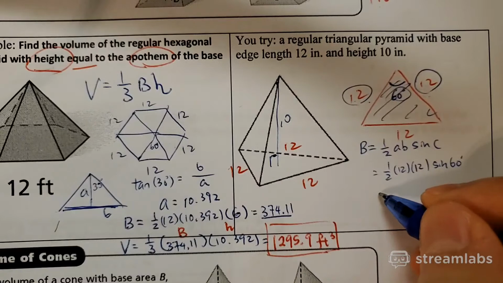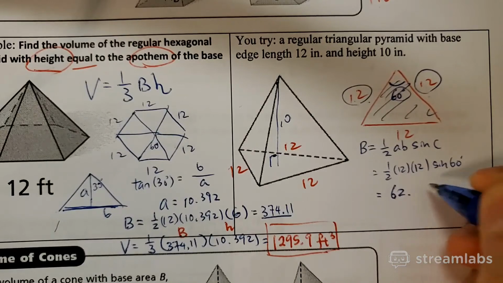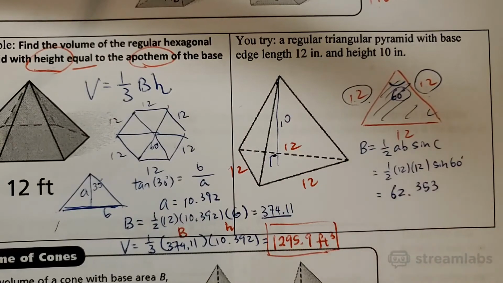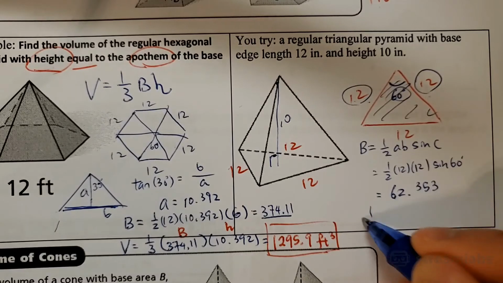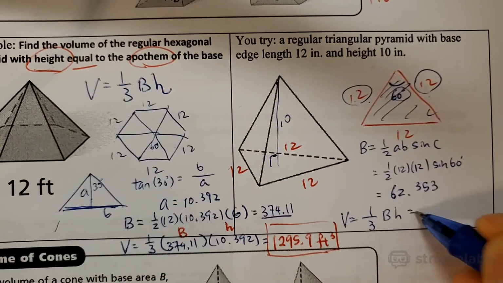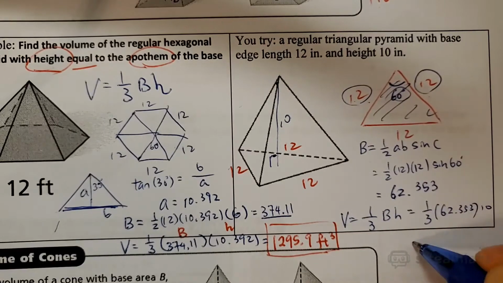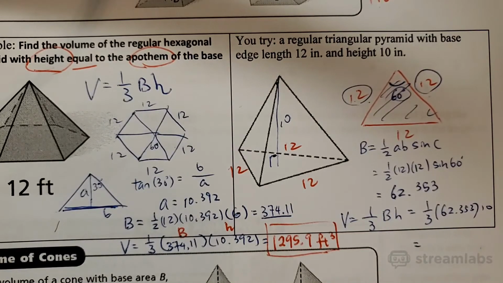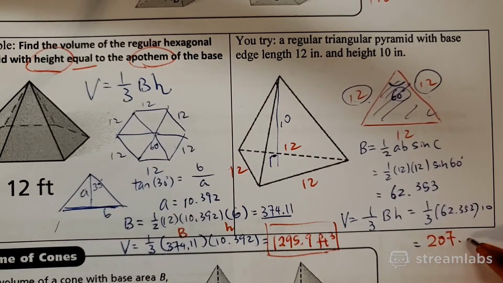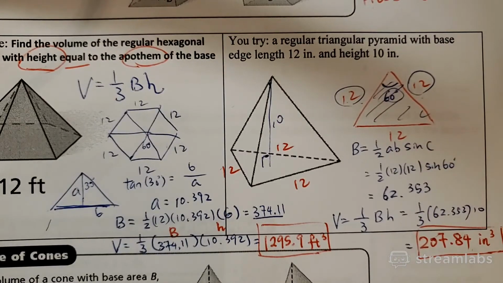So base area turns out to be 62.353. Right. And I'm going to use this 1/3 base area times height. Right, base area times height, which is 1/3 base area 62.353. Height is 10. Okay, multiply it out. 217.84. Is that inches cubed? Okay.